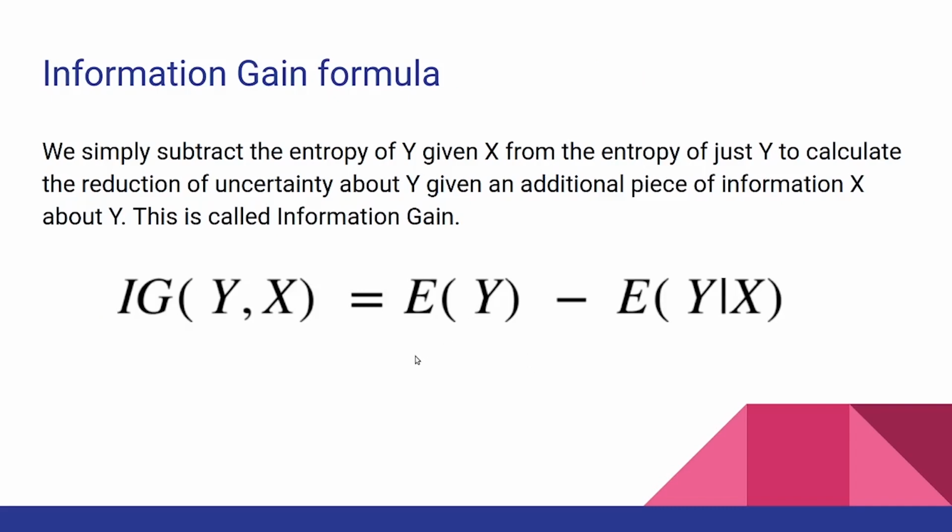The information gain formula. We simply subtract the entropy of y given x from the entropy of just y to calculate the reduction of uncertainty about y given an additional piece of information x about y. This is called information gain. So what we do to define information gain is we have entropy of y and we subtract entropy of y given x from it to find information gain.